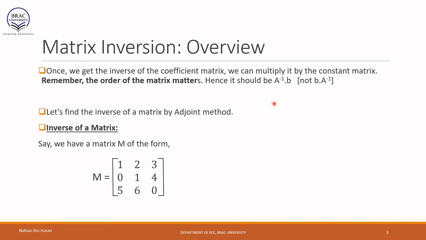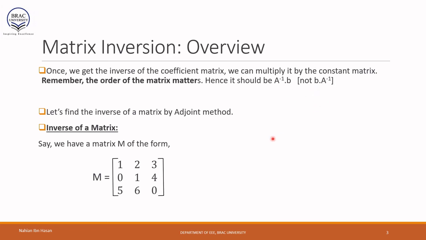Remember, in the final equation we had X equal to A inverse times B. This formula was derived from the theory of matrix multiplication, so you have to be careful about the multiplication. It should be A inverse times B. That means the A inverse should precede the constant matrix. It should not be otherwise. That means B should not precede the inverse matrix. So be careful of that.